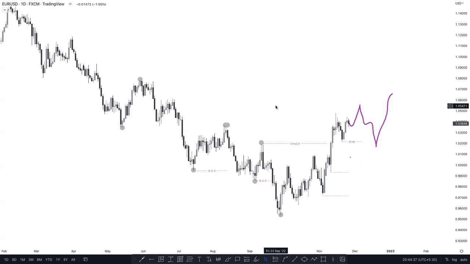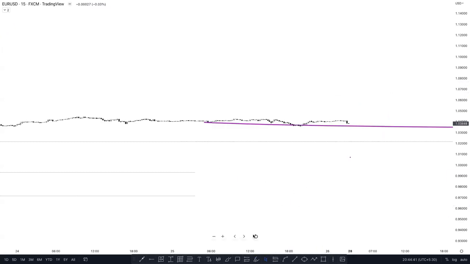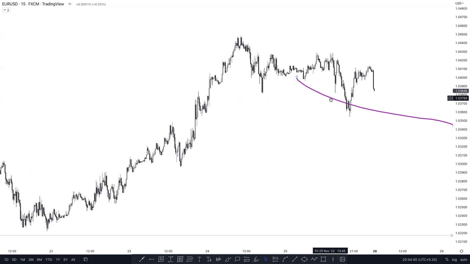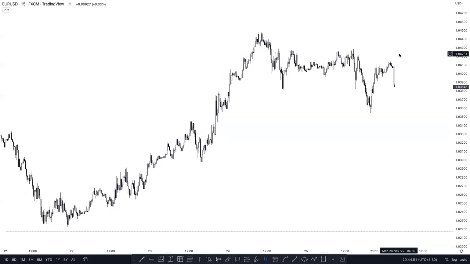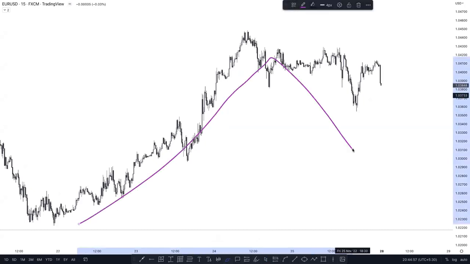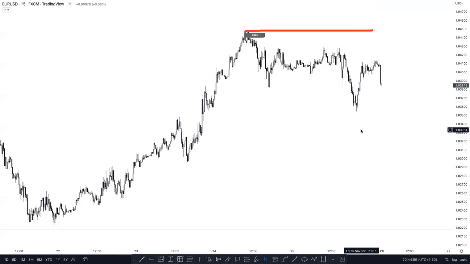Now let's switch to the 15-minute structure. Right now we have a 15-minute structure, and you can mark a valid structure here to here. What is the possible structure right now, and where are our higher high and lower lows at this time in the 15-minute structure in Euro USD?